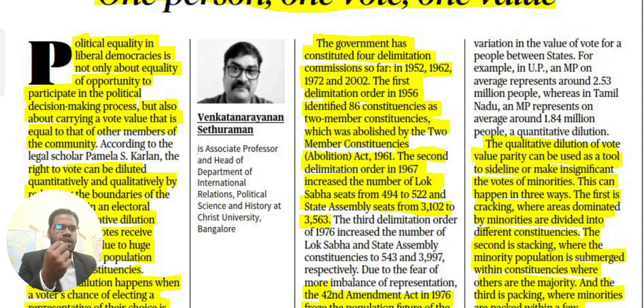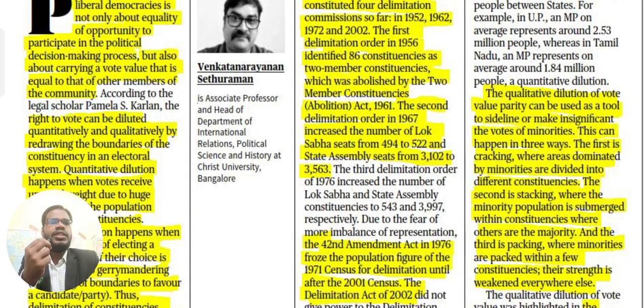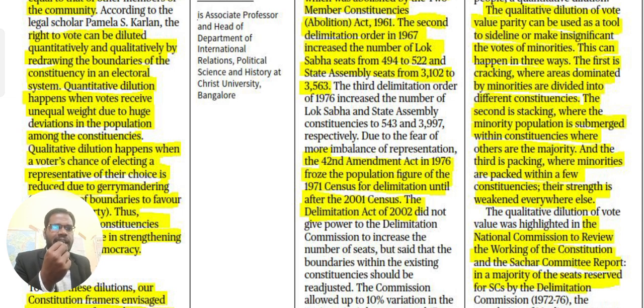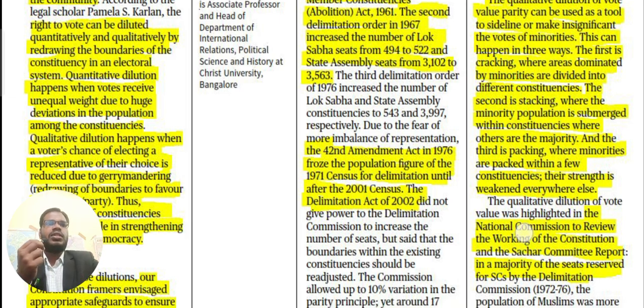That is a quantitative dilution. The qualitative dilution of vote value parity can be used as a tool to sideline or make insignificant the votes of minorities. This can happen in three ways. The first is cracking, where areas dominated by minorities are divided into different constituencies. The second is stacking, where the minority population is submerged within constituencies where others are the majority. And the third is packing, where minorities are packed within a few constituencies, so their strength is weakened everywhere else.